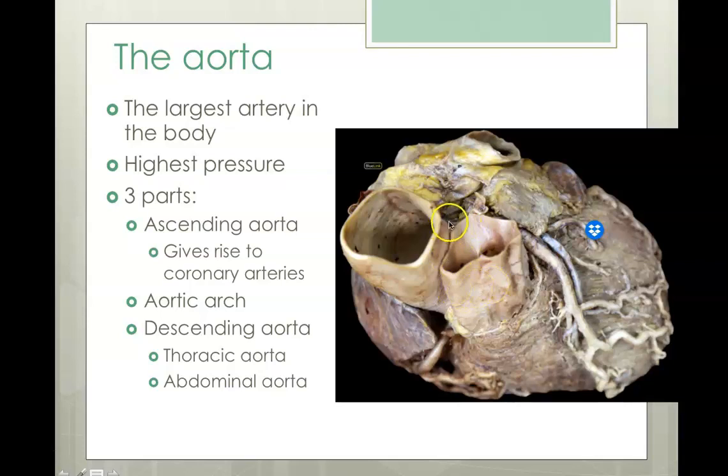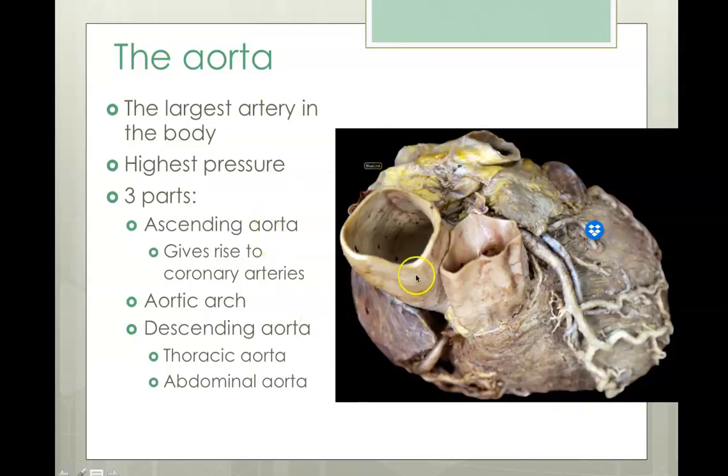And you could see a little bit that there's going to be an extension off of the aorta here that will give rise to those coronary arteries that we just discussed. So your aorta is the largest artery within our body. We will also have the highest amount of pressure because we're pushing all of this oxygenated blood from the left ventricle to the rest of the body. And the aorta has 3 different parts.